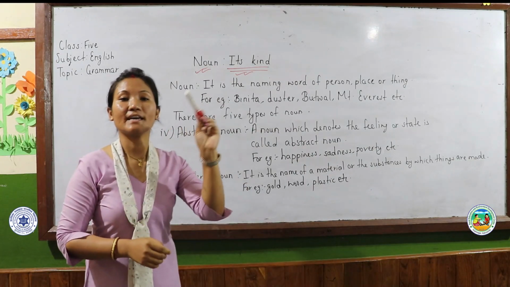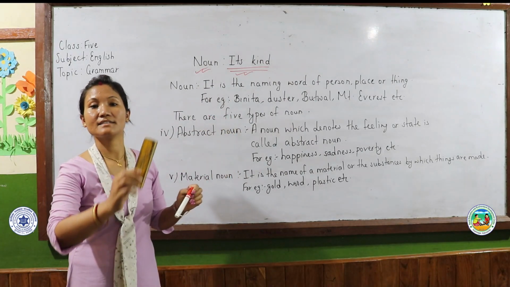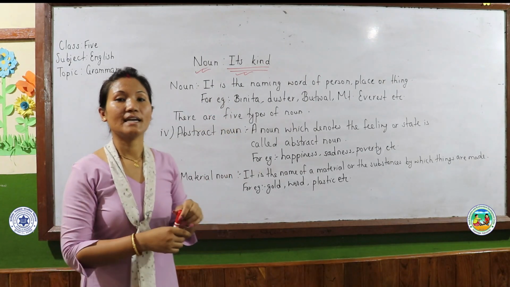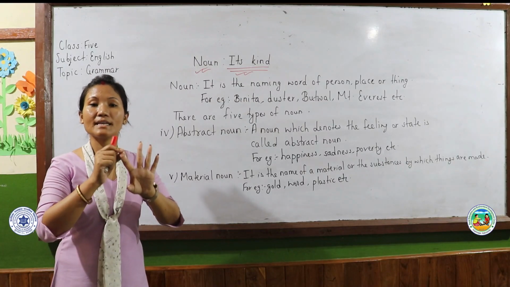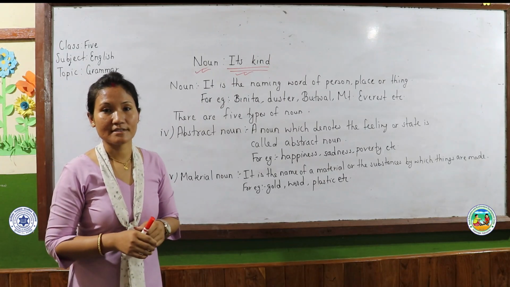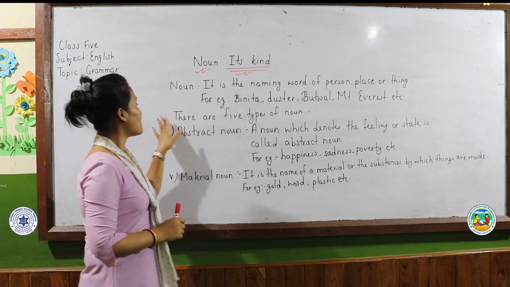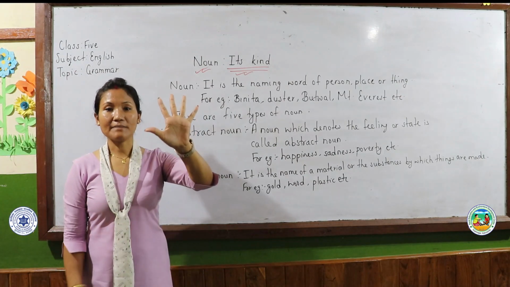What is this? It is marker. What is this? It is duster. These are nouns. Names of places also, names of countries, names of rivers, names of persons, names of animals. These all. Likewise, how many types of noun? There are 5 types of noun.